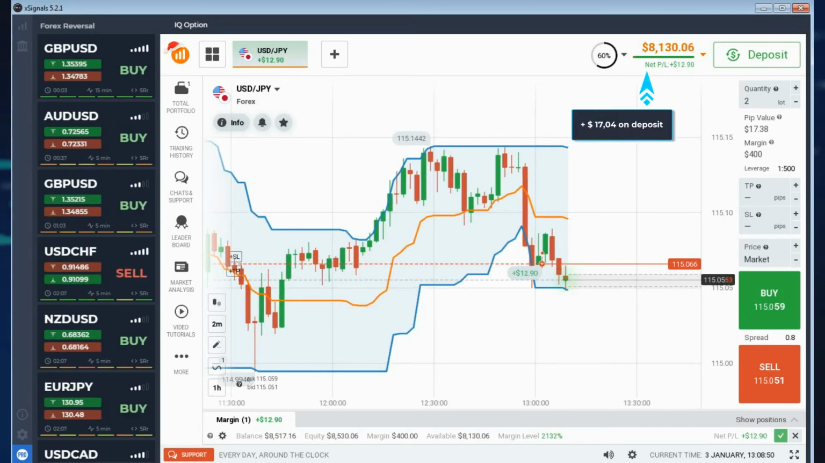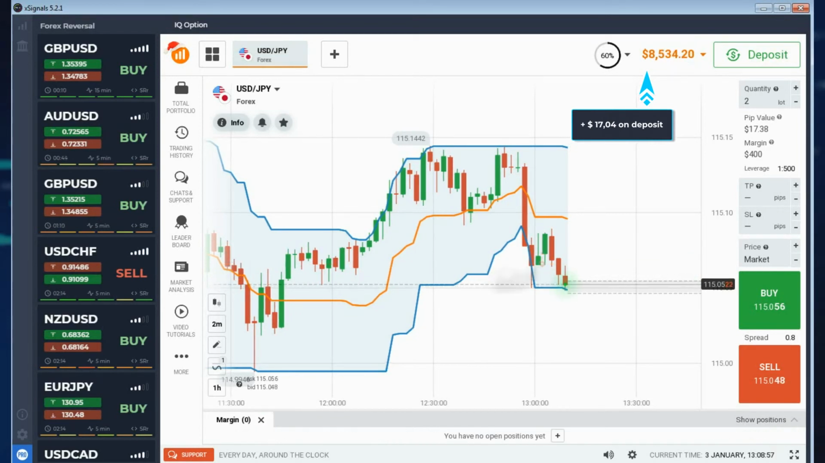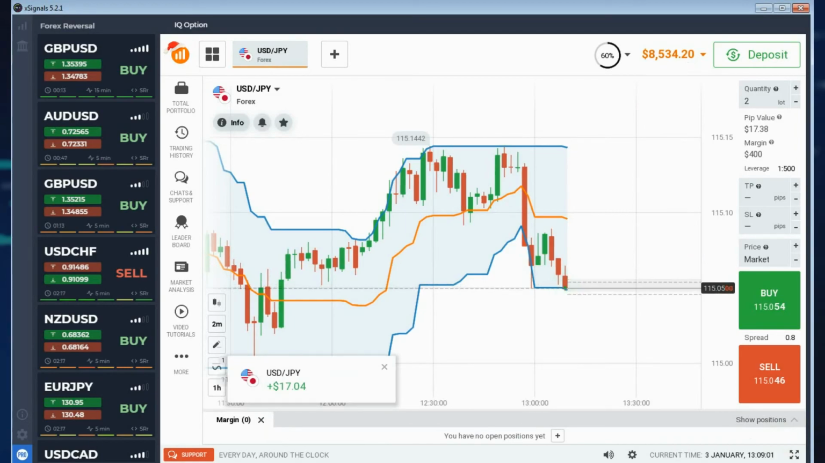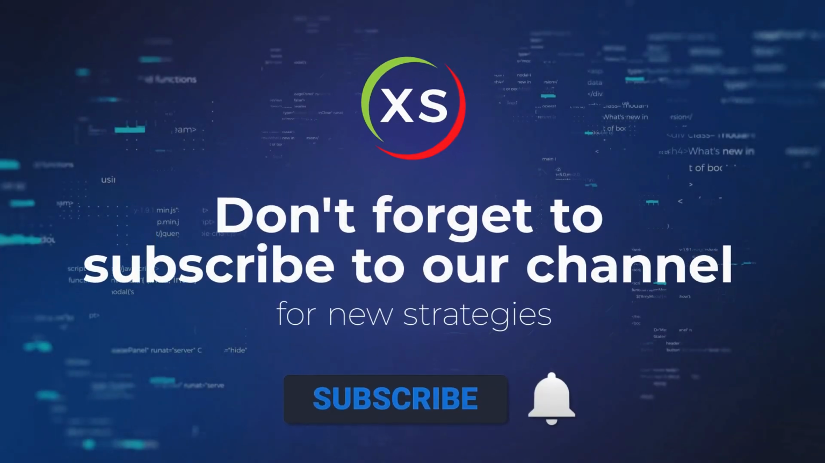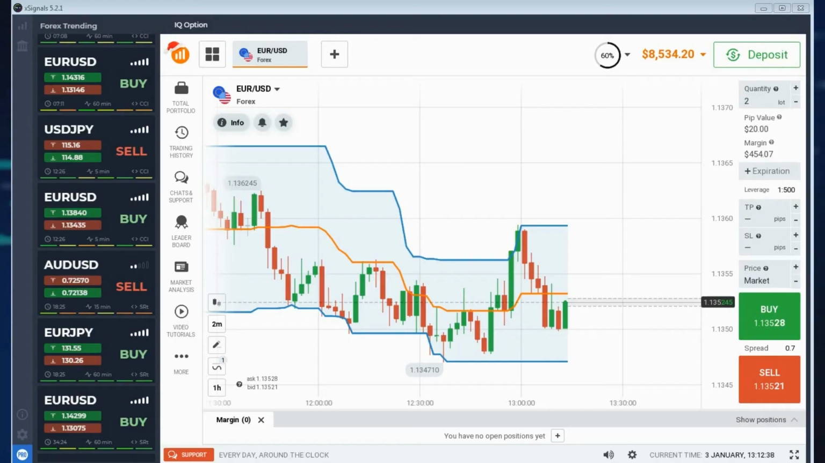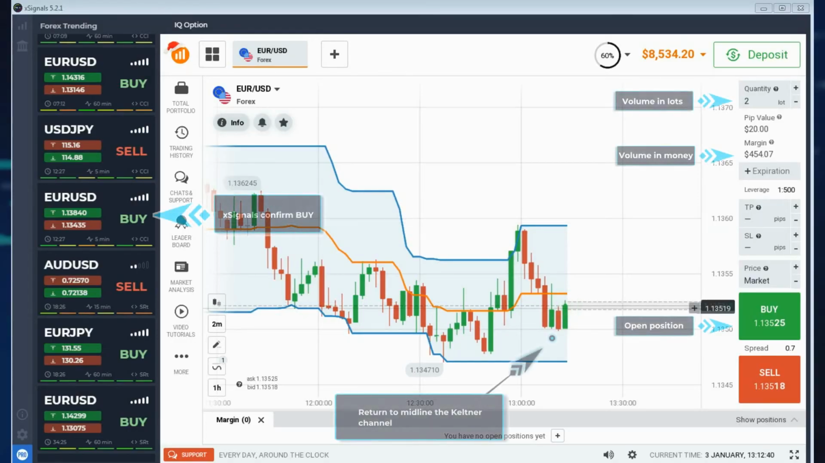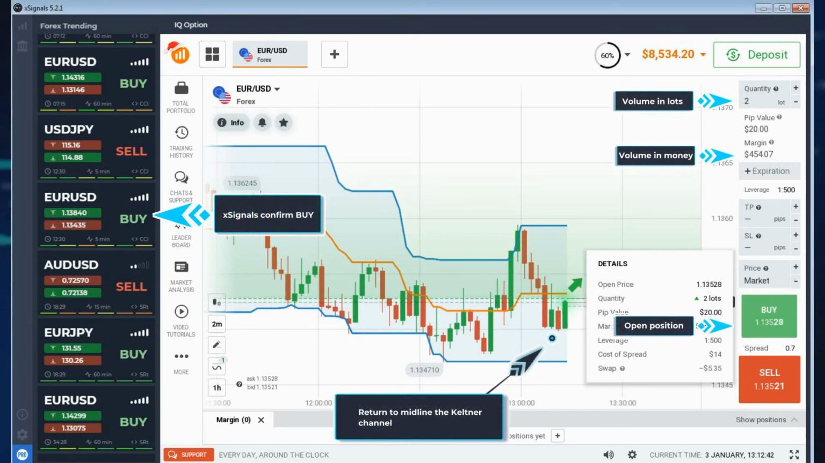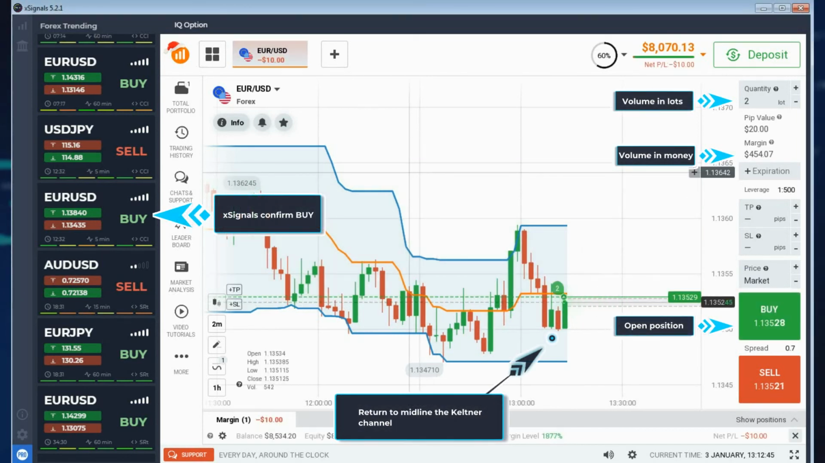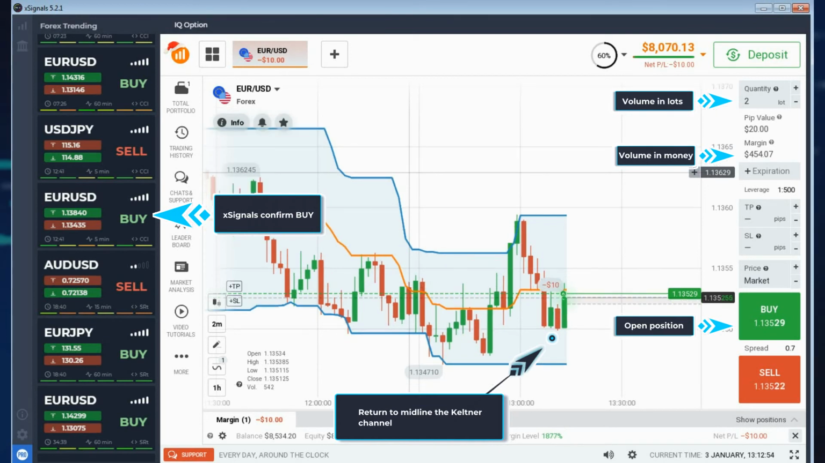Do not forget that this is scalping. We need to be ready not only to wait, if necessary, we close the deal quickly. Buyers are trying to expand the market. The oscillator on xSignals confirms the possibility of starting an uptrend. The second buy order.